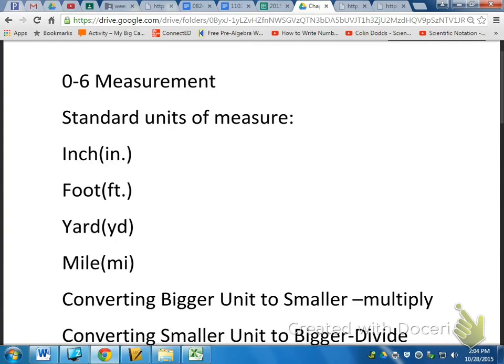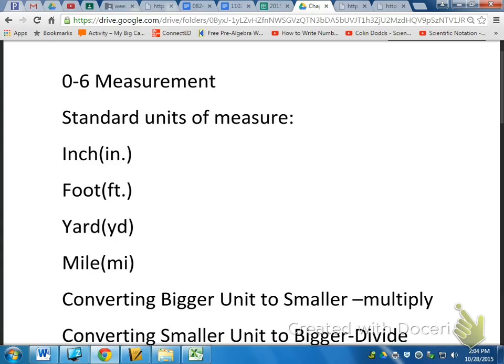Lesson 06 is measurement. We are doing this in replace of lesson 6.3. We're going to start off by looking at standard units of measure, the inch, foot, yard, and mile, and you see those listed there with their abbreviations. You should already be familiar with these and their abbreviations, and what I want to ask you now is this.